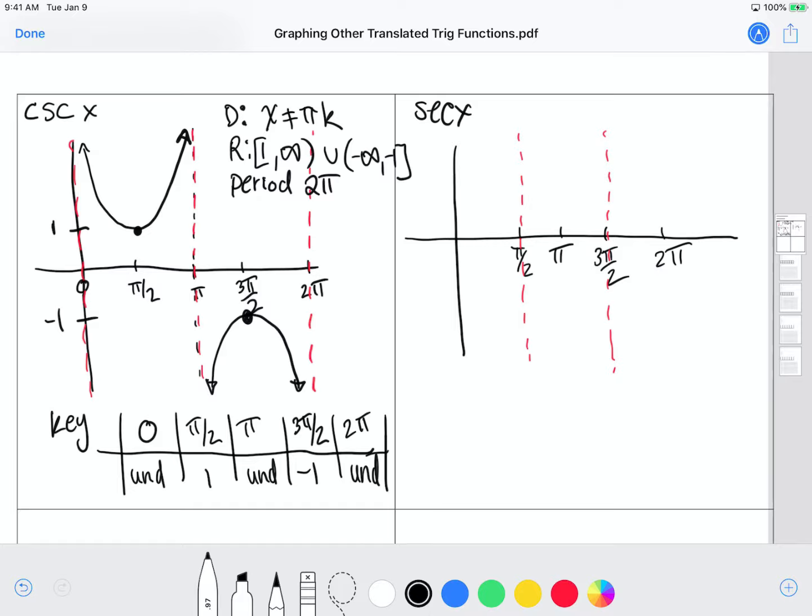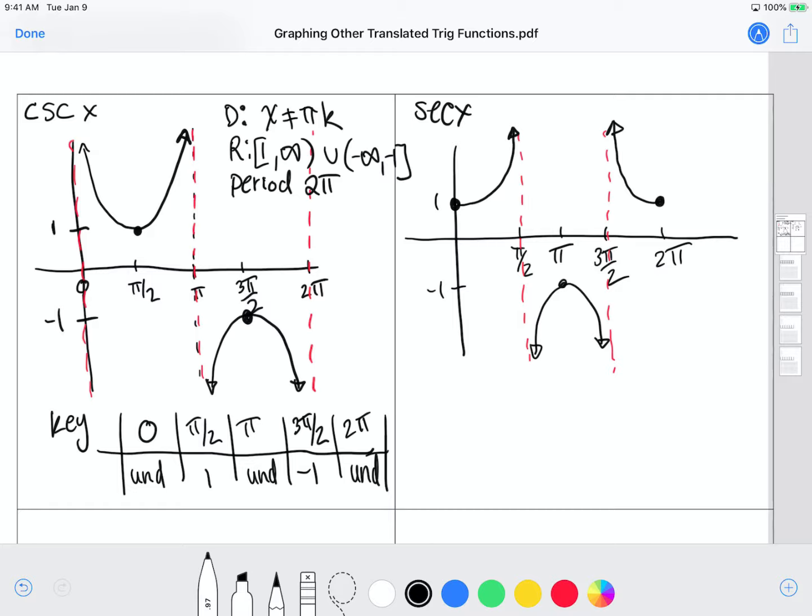At 0, we're going to have the point 1, and then it's going to come up on the left side of my asymptote at pi over 2. It's going to go to positive infinity. Then at pi, we're going to have the point -1, and it's going to come down on each side of the asymptotes. At pi over 2 and 3 pi over 2, it's going to go to negative infinity on the inside. And then at 2 pi, it's going to be at the point 1 again, and it's going to come up and go to positive infinity.